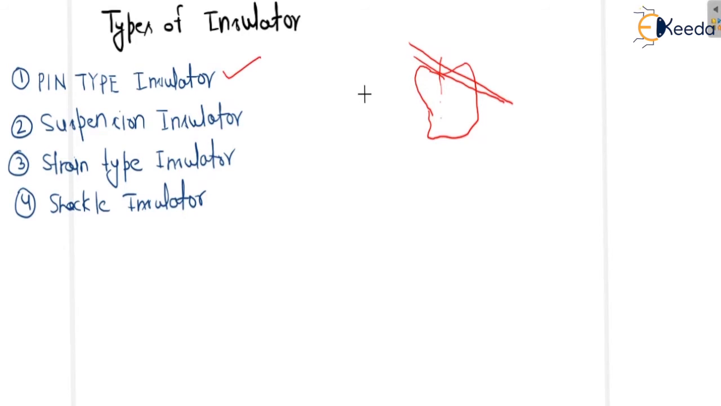I will not go into detail because the GATE question will not ask on this topic. So this pin type insulator means, let us assume there is an insulator above which the conductor will pass. So this is pin type insulator. This is basically used up to 33 kV and basically used in state government.